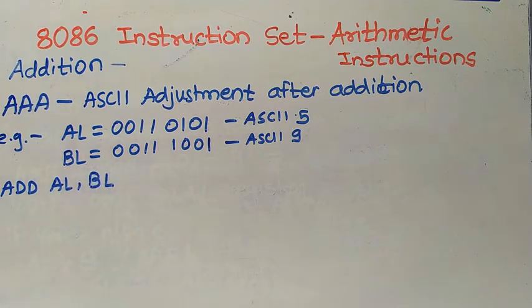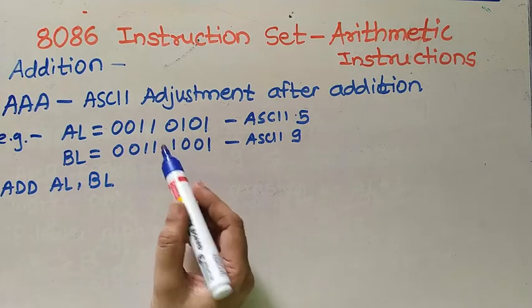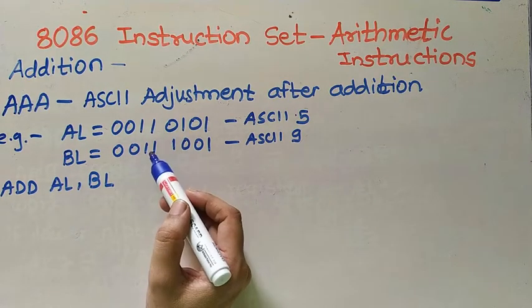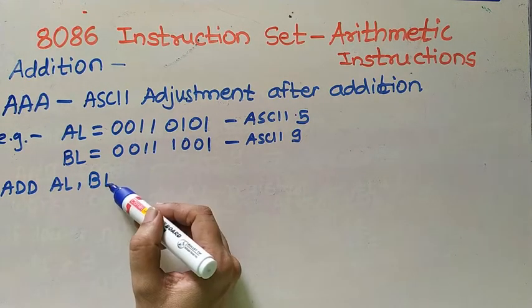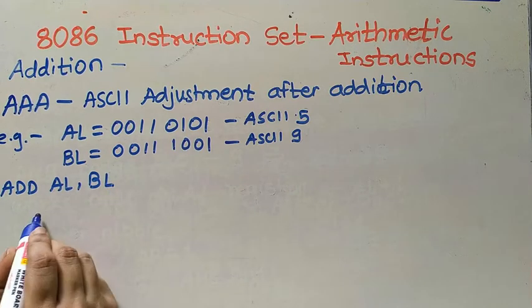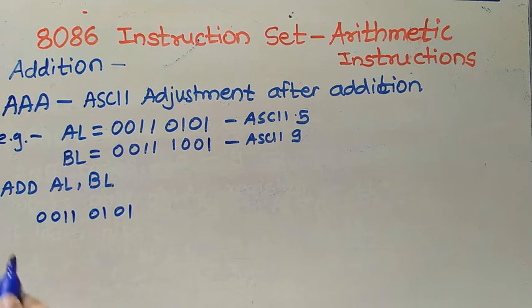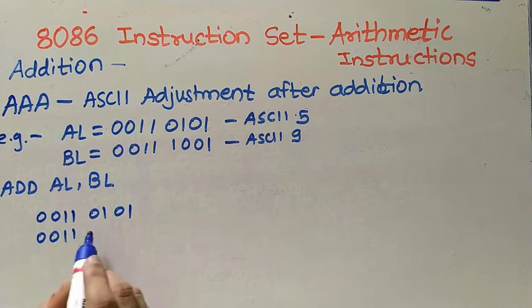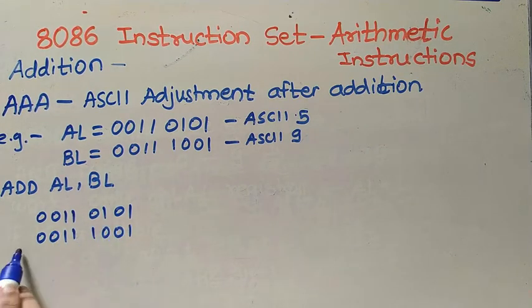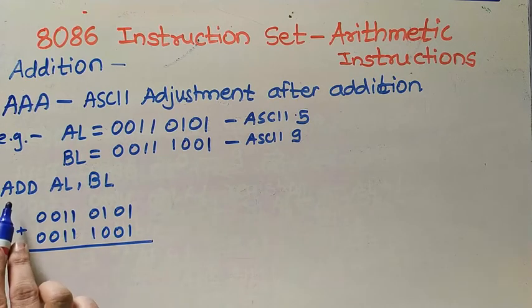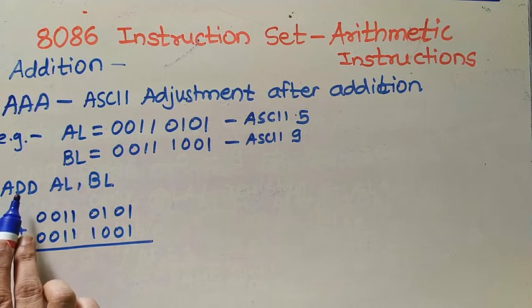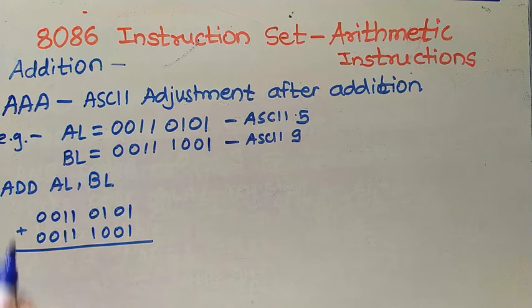So when we are doing this ADD AL, BL, what happens? The content of AL and BL gets added. After execution of this instruction, AL is 0011 0101 and BL is 0011 1001. These two get added, and the result of addition is stored back into the AL register.